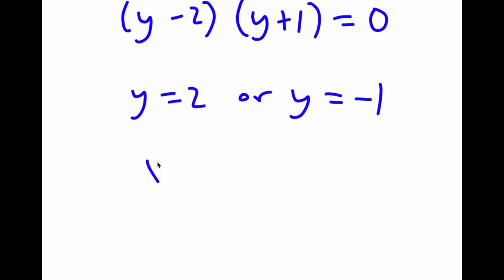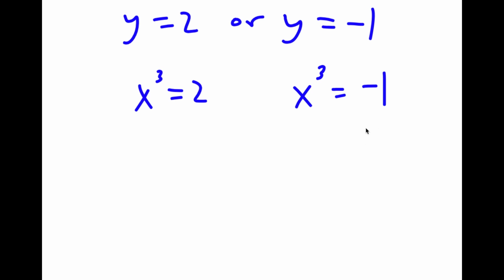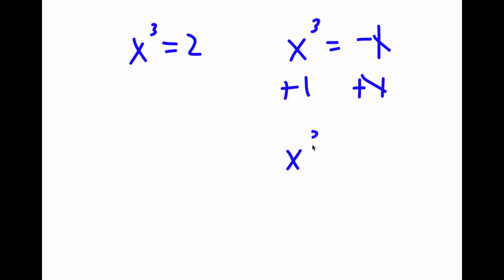So now I have x to the power of 3 is equal to 2, and I have x to the power of 3 is equal to negative 1. So first off, for x to the power of 3 is equal to negative 1, I'm actually going to start by adding 1 on both sides. So I have x to the power of 3 plus 1 is equal to 0.